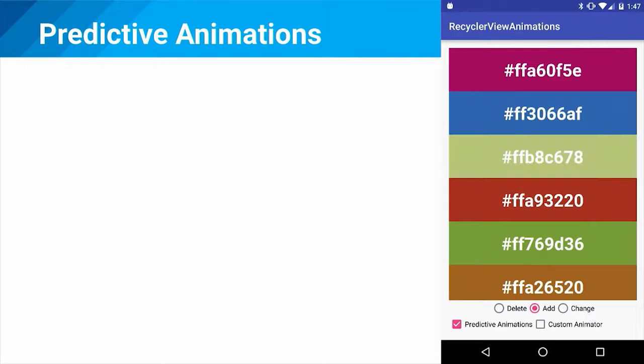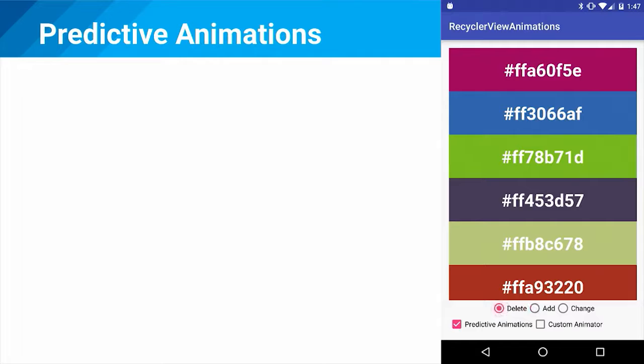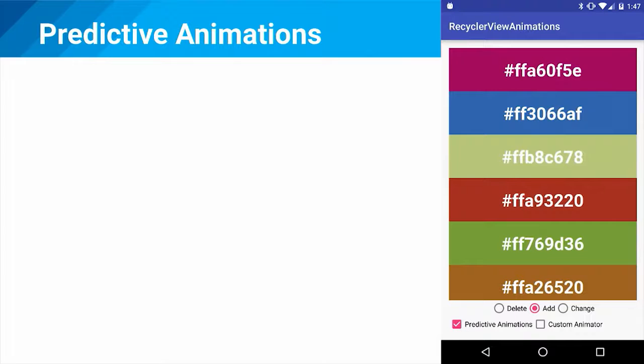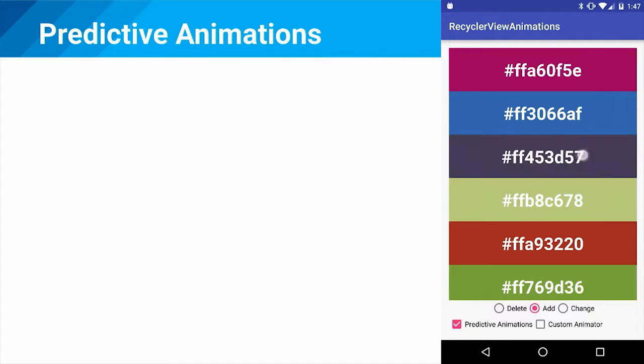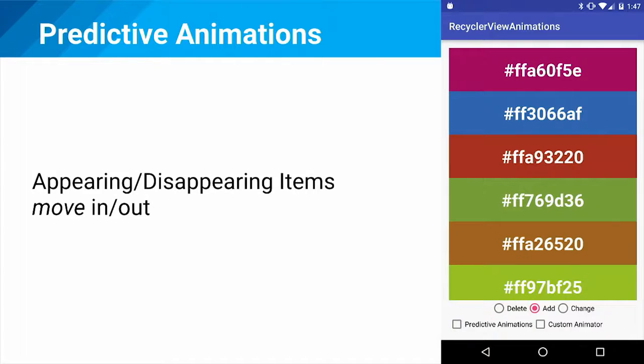If we take a look at predictive animations for the fade case, you can see that now when items go away, they move off the screen very logically into the position they're still occupying within the virtual list. Same thing with delete. When items come in from off screen, they move in a very predictable manner that matches what the user thinks about this list structure.